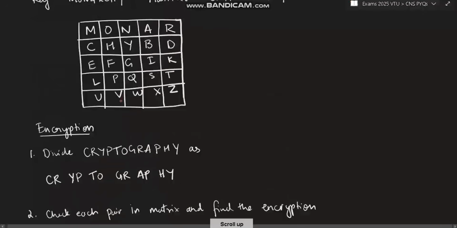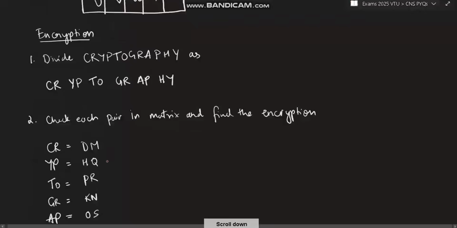AP is OS, right? See here, A is present here and P is present here. Go in the same row, you will be getting O, and for P you will be getting S. So it will be OS.